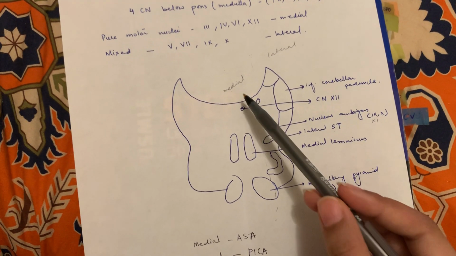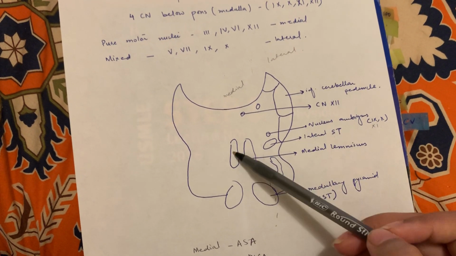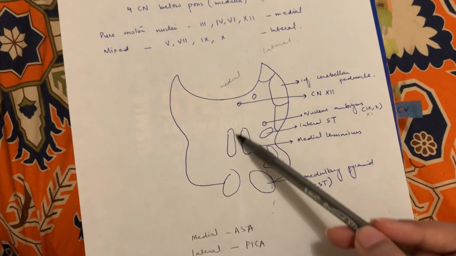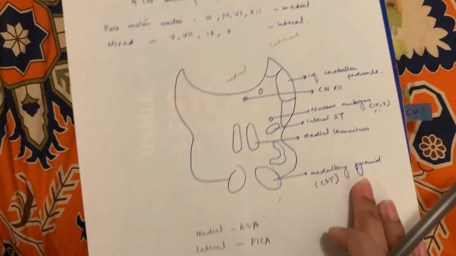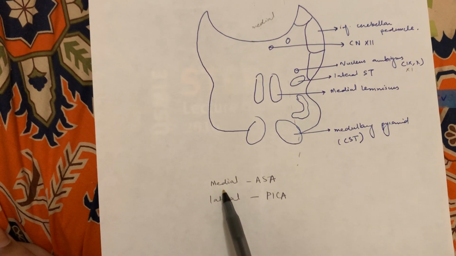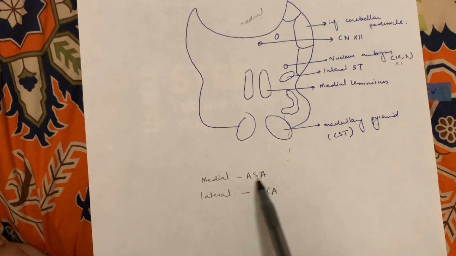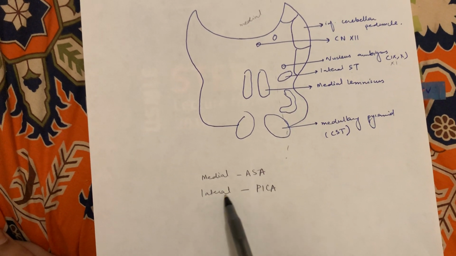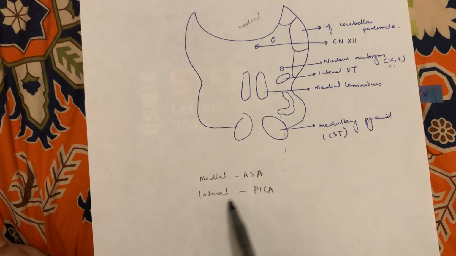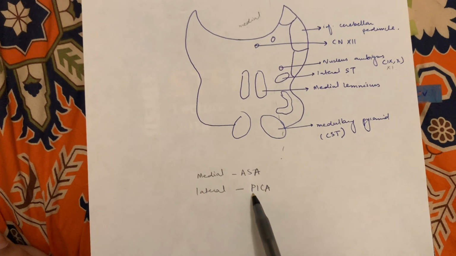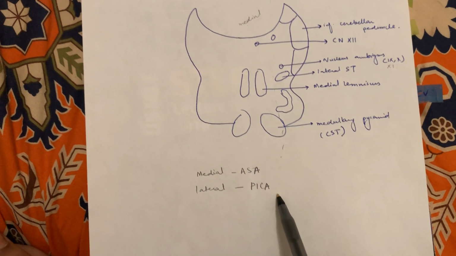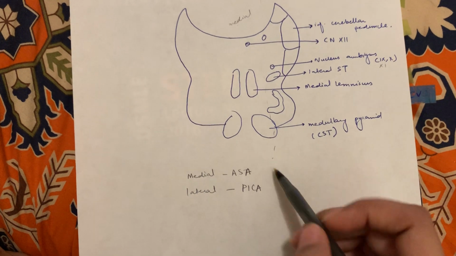So then you're going to have to remember what arteries supply the medial part of the medulla and the lateral part of the medulla. So I've written these down here. Medial part is supplied by the anterior spinal artery, the branches of the anterior spinal artery, and the lateral part is supplied by PICA, which is posterior inferior cerebellar artery. This is very, very, very important.